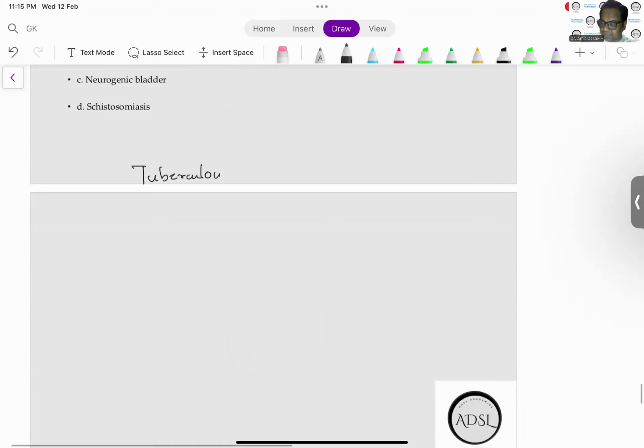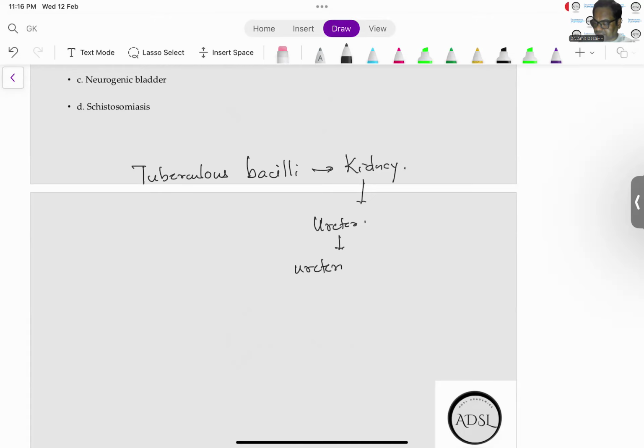Tuberculous bacilli usually affect the kidney. They are usually there in the periglomerular capillaries. Once they affect the kidney and come into the urine, this urine starts coming out through the ureter into the urinary bladder. So from the ureter, they come to the ureteric orifice of the urinary bladder, and the urinary bladder is affected.